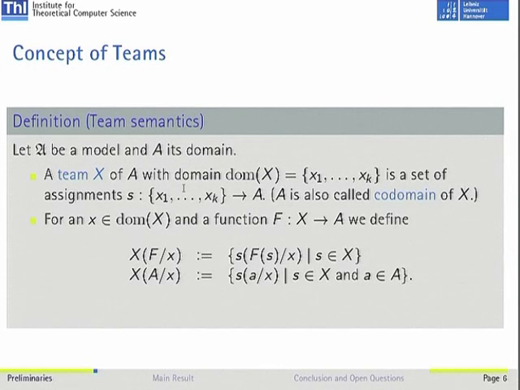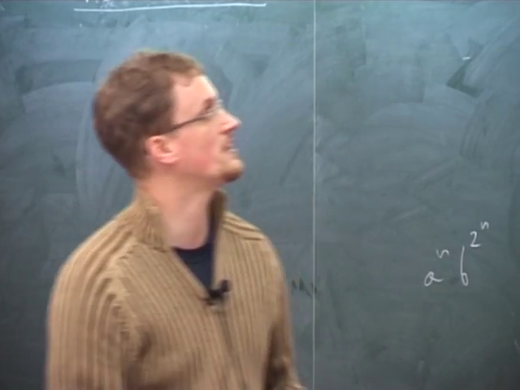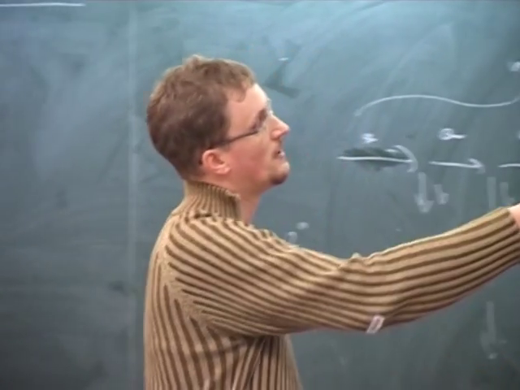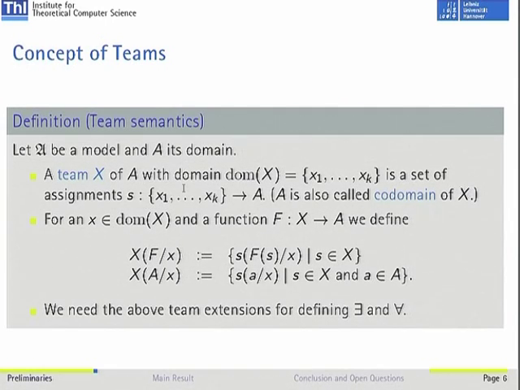And then we have certain ways to extend those teams. So for example, for an X from the domain and for a function, we define the extension where we add a column to the team. If you imagine a team as a table, then we add a column to the team and we map every assignment to a new value. And here we blow up the team. So we make copies of every assignment and then we fill in the new column with every value from the domain. I will present that in an example that makes it more clear. We need those extensions for defining the existential and the universal quantifiers in team semantics.